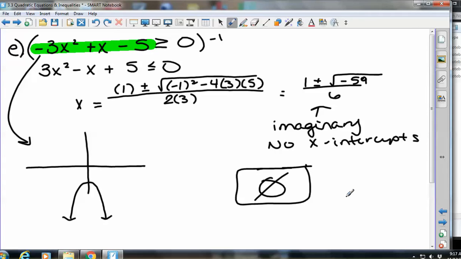Now, if the original had been less than 0, what would my answer have been right there? It would have been negative infinity to positive infinity, because everything would make it less than 0. Is there any way to know before you work it out if it's going to be like that? Not really. You need to go ahead and work it out. You could do the discriminant, I suppose, the b squared minus 4ac, but you can't just look at it and know at the beginning.